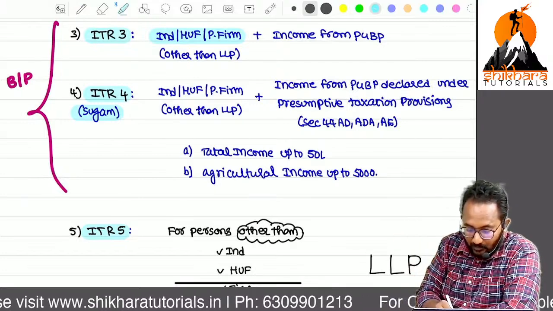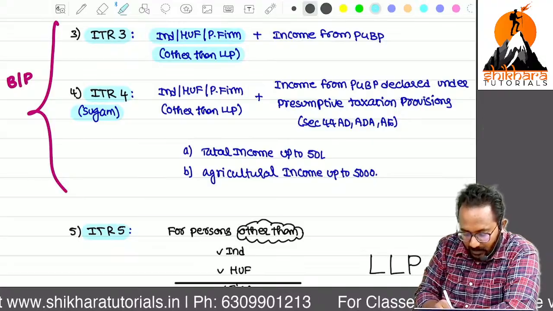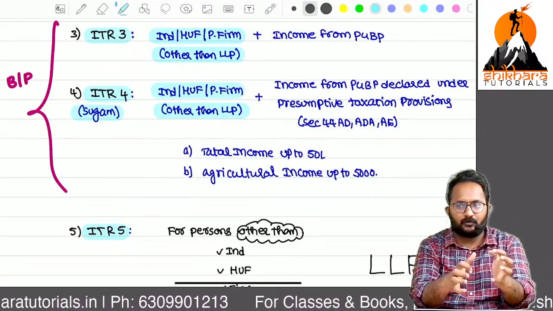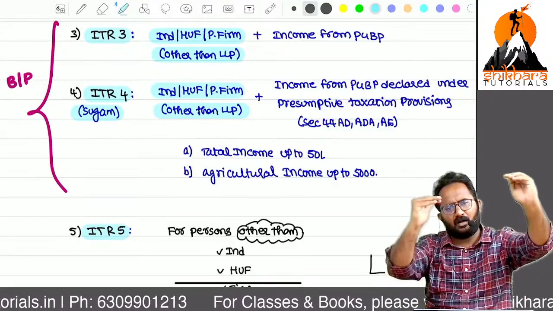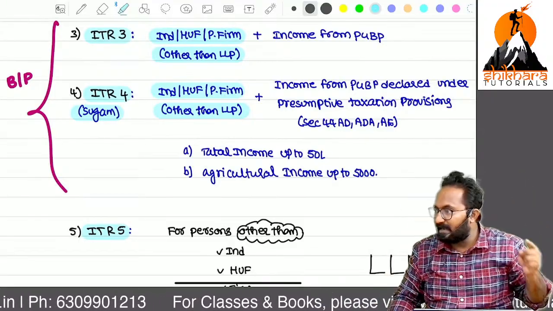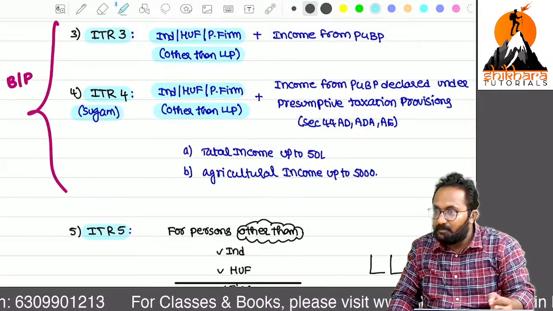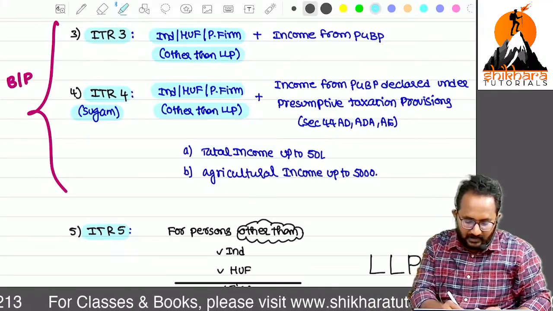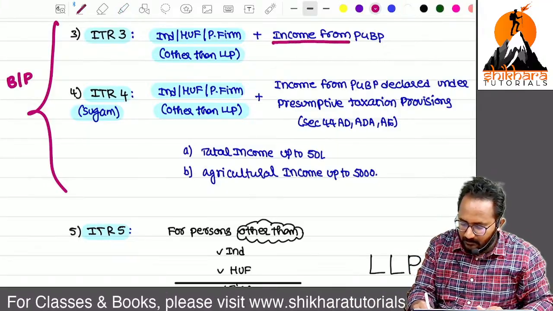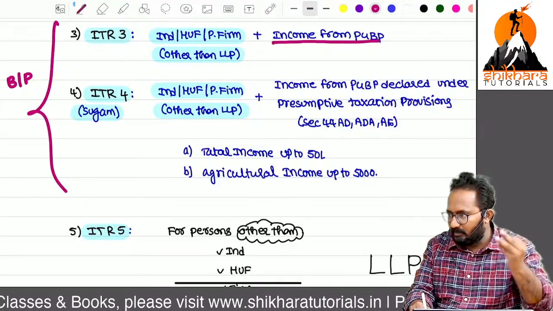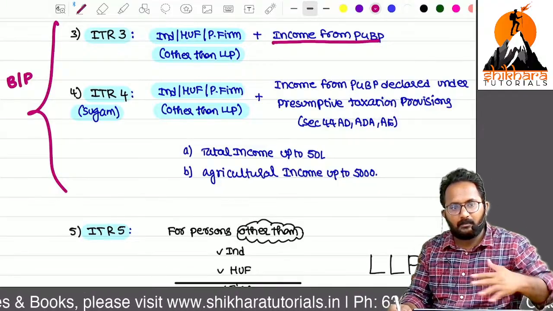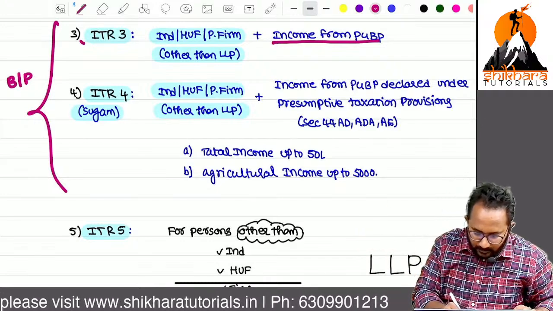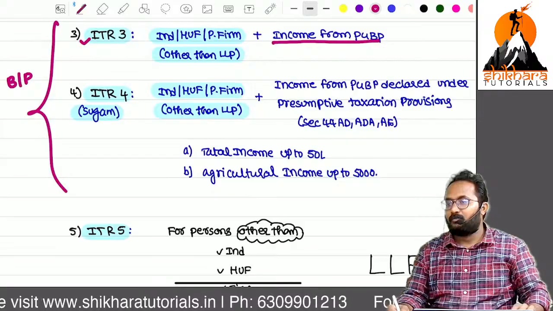But I am excluding the LLP here. Sir, in all provisions, partnership firm includes LLP, but in ITR forms, partnership firm excludes LLP. Generally, if an individual, HUF, or partnership firm other than LLP has PCBP income, they need to go with ITR 3.